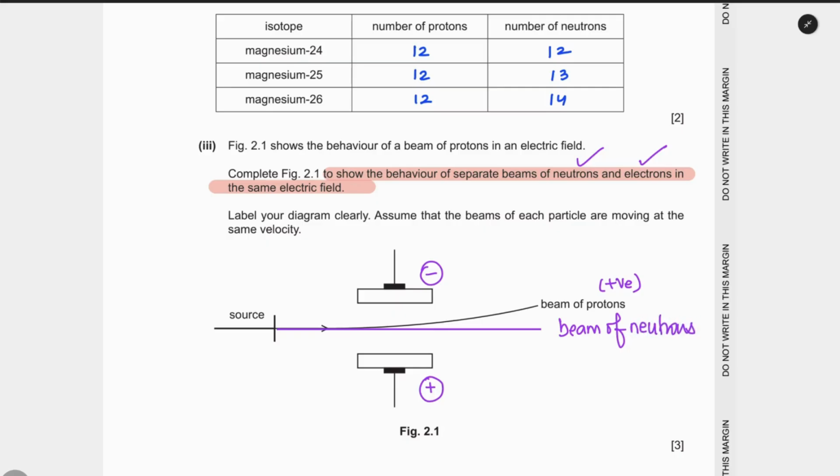Now talking about the electron, the electron will deflect more as compared to the proton. Why? Because the electron's mass is negligible, or you can say lesser than the proton. So we have to show the curve in such a way where the deflection is more towards the positive electrode. So this is the beam of electrons. Yes, we have shown the beams of neutron, electron and proton. So this is how you will get 3 marks over here. Alright.